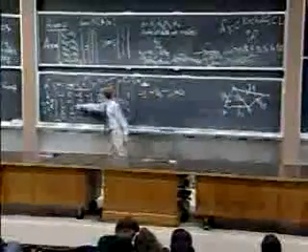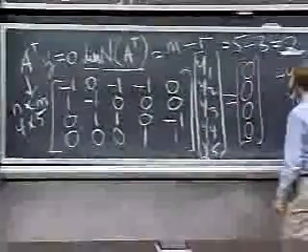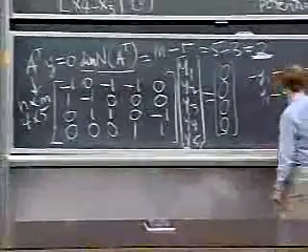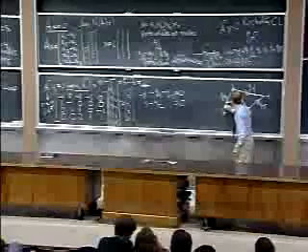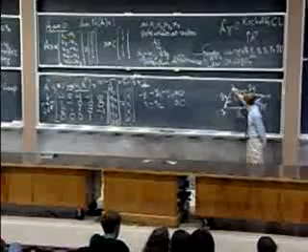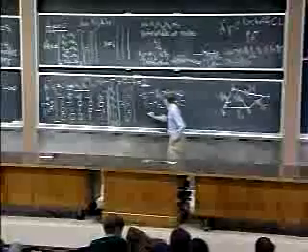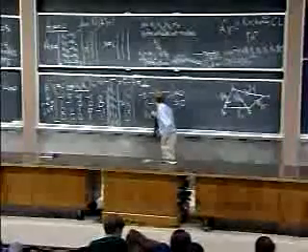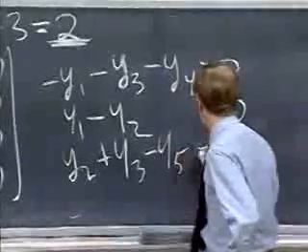The second row is Y1 minus Y2, and that's all that's in that row. And that must have something to do with node 2. And sure enough, it says Y1 equals Y2, current in equals current out. The third one, Y2 plus Y3 minus Y5 equals 0.